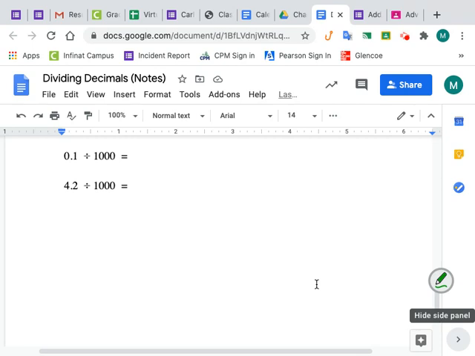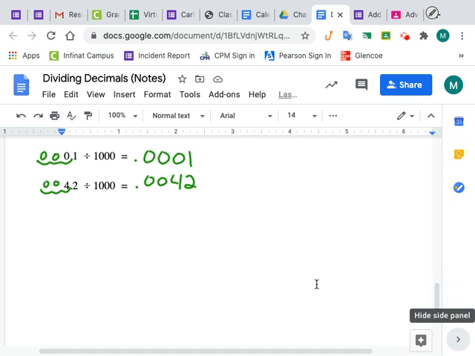So if I'm dividing by 1,000 here, 1, 2, 3, so here's my decimal point, and I need to make sure I fill these other places in with zeros. So my final answer actually ends up being 1/10,000. And lastly, 3 times, 1, 2, 3. So 42/10,000ths ends up being my final answer.